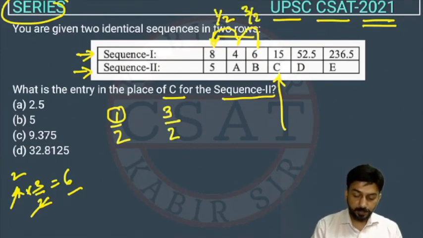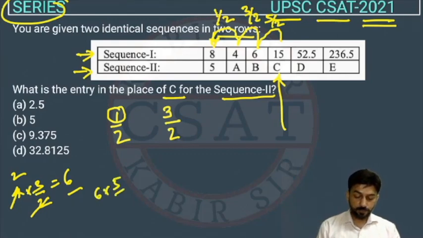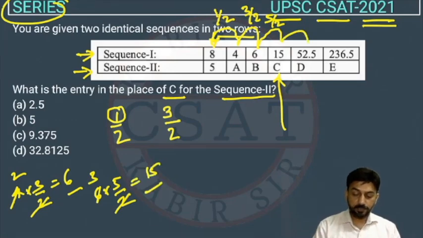Now the next one. We got some idea. In the first one this is 1 by 2, the second is 3 by 2, then the third will be 4 by 2 or 5 by 2. It will be 5 by 2. Now we will check, right? So this is 6 into 5 by 2, so this comes to 15. So this is correct. The next will be 7 by 2, right?